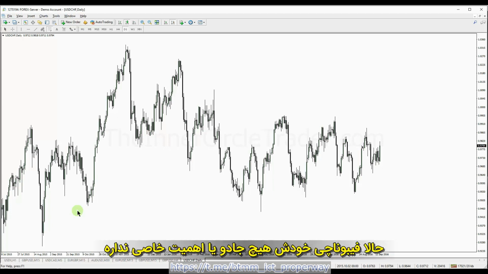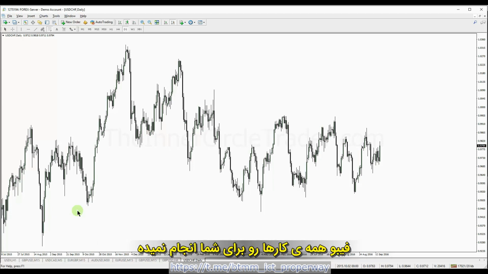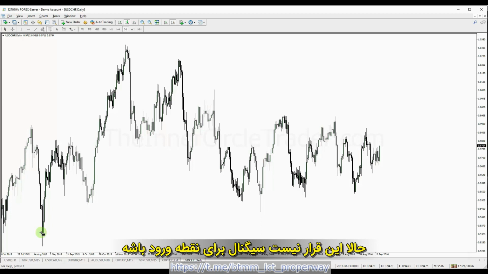Now, Fibonacci doesn't have any magic, doesn't have any significance by itself. You have to understand where the market may want to reach for. So there's going to be a certain measure of prognostication on your part. The Fib doesn't do everything for you. So I want to draw your attention to looking at where markets are most likely to create buy conditions.